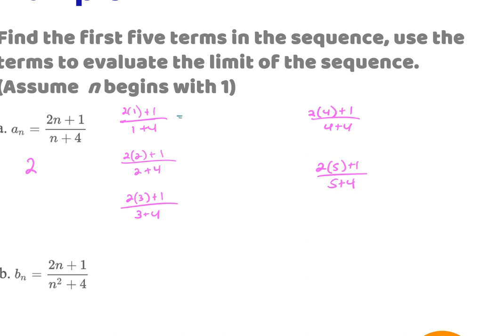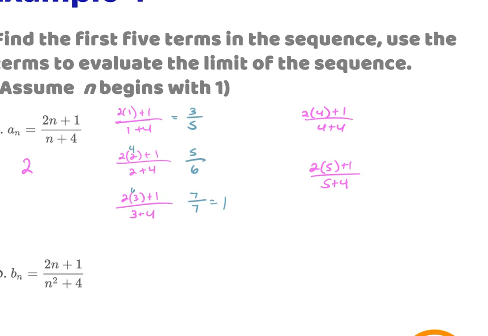This would be 2 plus 1 or 3 over 4 plus 1, which is 5. This is 4 plus 1 or 5 over 2 plus 4, which is 6. This is 6 plus 1, which is 7 over 3 plus 4, which is 7, and that's 1. This is 8 plus 1, which is 9 over 8. And this is 10 plus 1, which is 11 over 9.